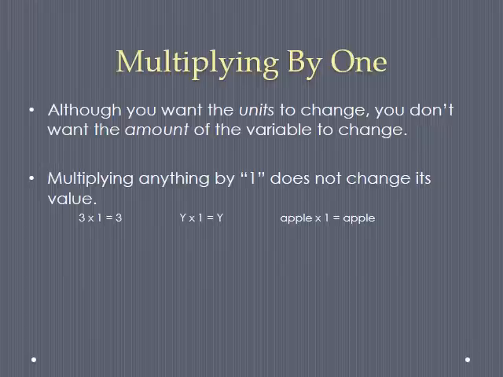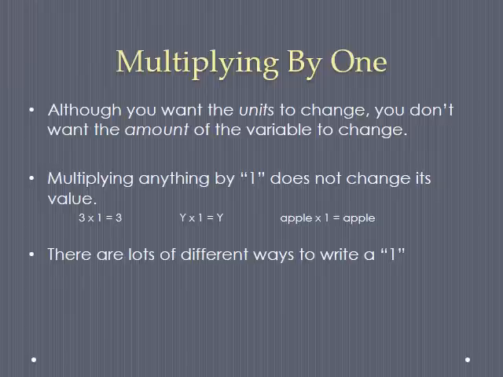Some examples: 3 times 1, right? That's pretty straightforward. 3 times 1 is 3. You can do the same kind of process with variables. So y times 1 is y. We saw that when we did cross multiplication. Even for objects, if you have apples times 1, you're still going to have an apple.